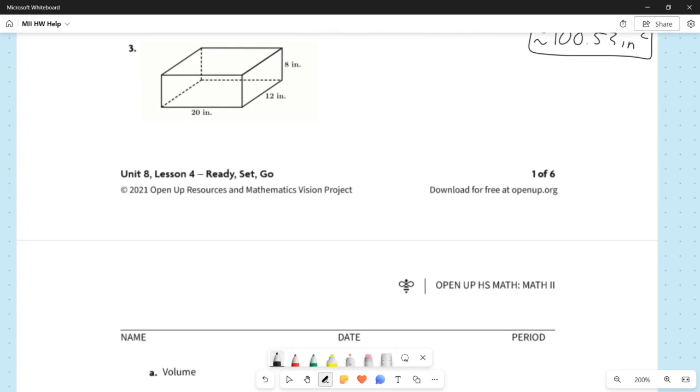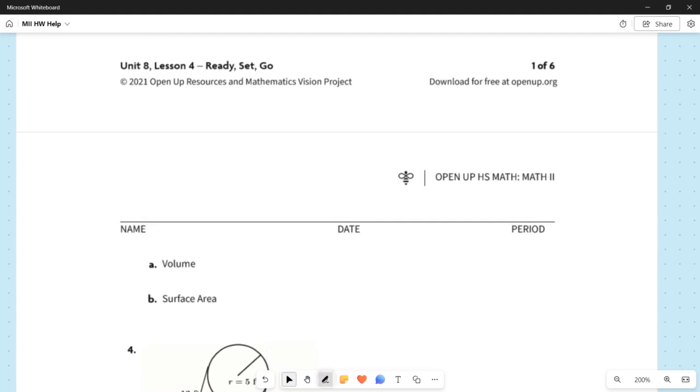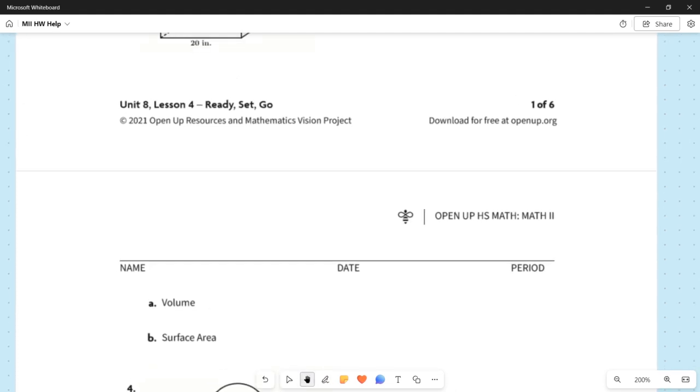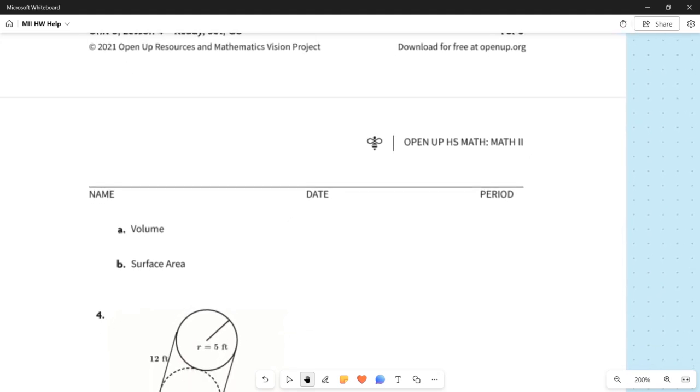Question 3. The directions are the same as number 2. We want to find both the volume and the surface area, but this time we're dealing with a rectangular prism. Like I said for number 2, as far as the volume is concerned, our conceptual understanding doesn't change between a cylinder and any prism. In order to find the volume of any prism or cylinder, our volume is going to be the area of the base, whatever the base happens to be, times the height of my figure, in this case my prism.